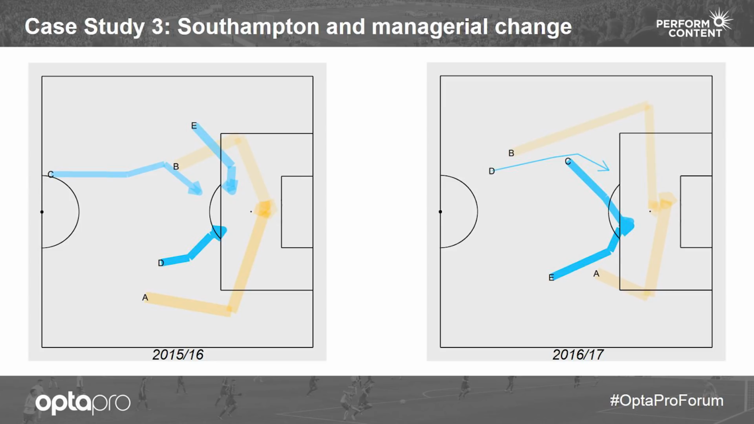Now, we can see that clusters C and E appear to converge to just left of centre on the edge of the box. So this looks like quite a dangerous area for Southampton. So maybe from a performance analysis point of view, it'd be where you say, right, it seems that even though the final ball comes from both sides, we seem to be conceding a lot of shots in that area. What can we do about this?